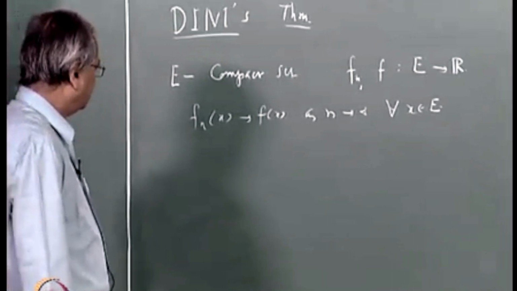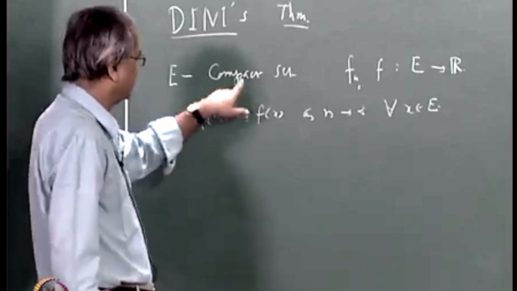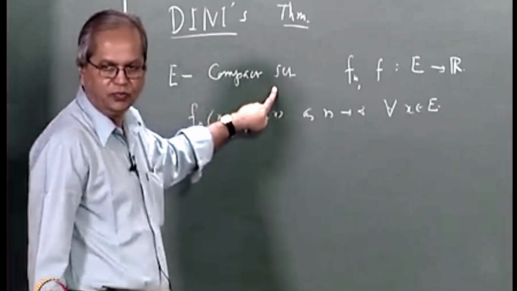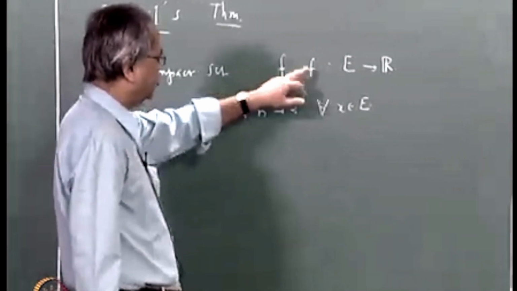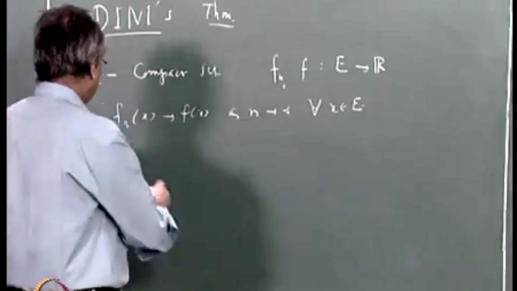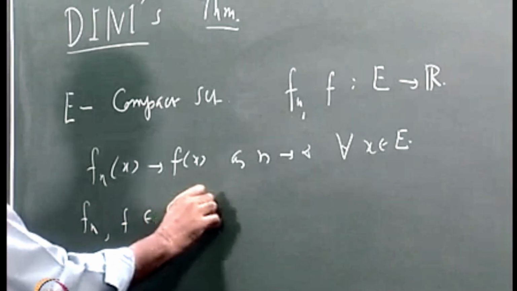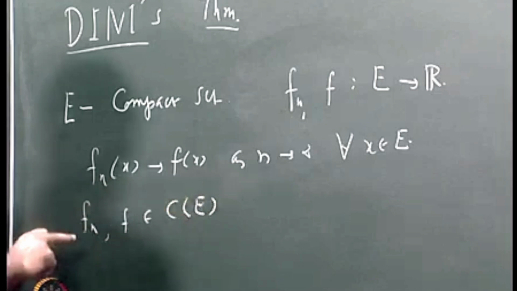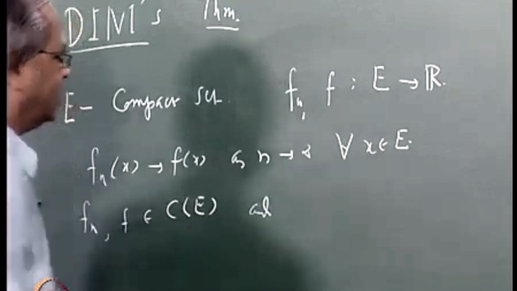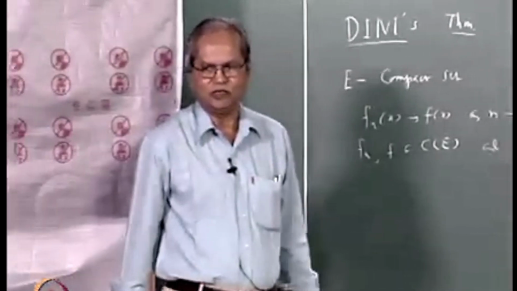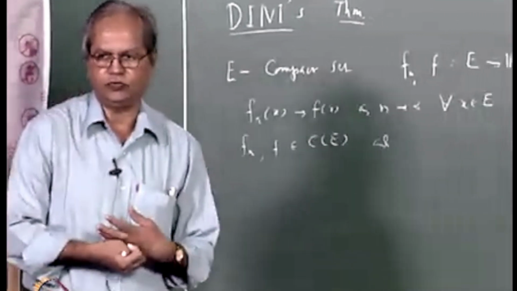So we want to say under what additional conditions Fn converges to F uniformly. Of course, one additional condition is already there, the compact set, but that is not sufficient. We will have to put a few more things. First, we have to assume that Fn and F are continuous functions. That is, each Fn is continuous, F is also continuous, and Fn is a monotonically increasing sequence or monotonically decreasing sequence. It has to be a monotonic sequence. If we assume that, then we can show that Fn converges to F uniformly.